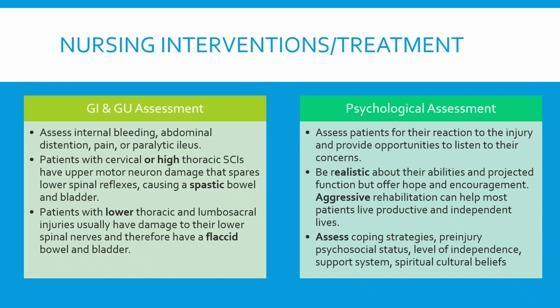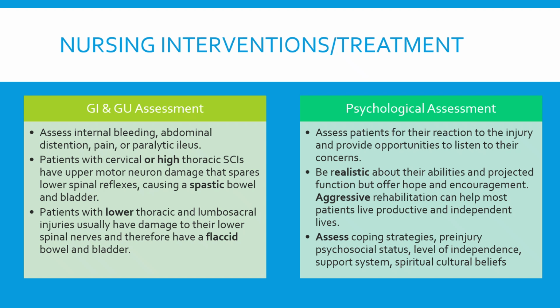You want to perform a GI and GU assessment and assess for any internal bleeding, abdominal distension, pain, or paralytic ileus. Patients with cervical or high thoracic spinal cord injuries have upper motor neuron damage that spares lower spinal reflexes, causing a spastic bowel or bladder. Patients with lower thoracic and lumbosacral injuries usually have damage to their lower spinal nerves and therefore have a flaccid bowel and bladder. Also assess their psychological status.